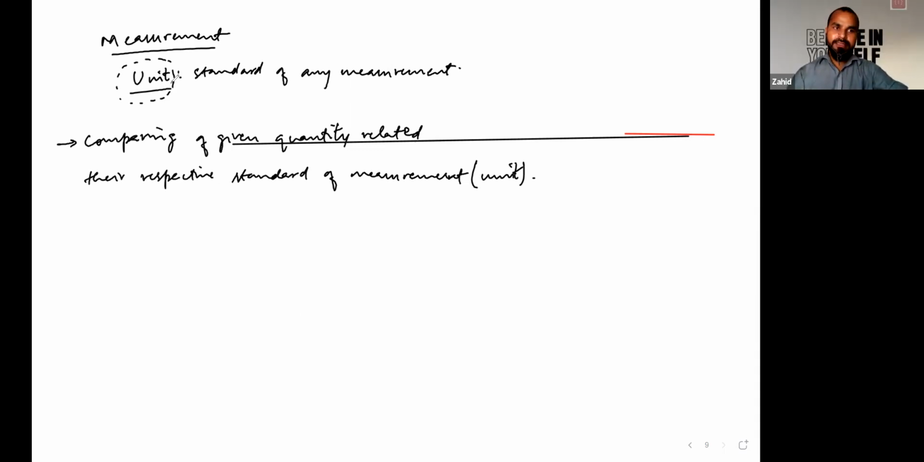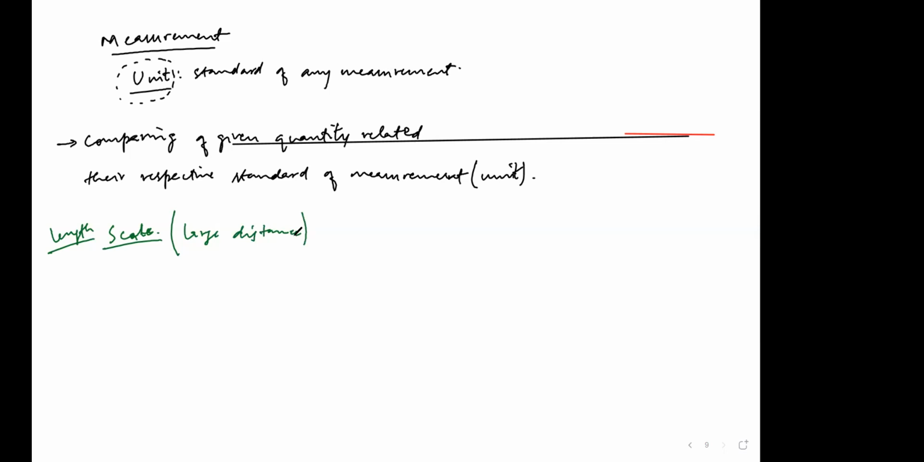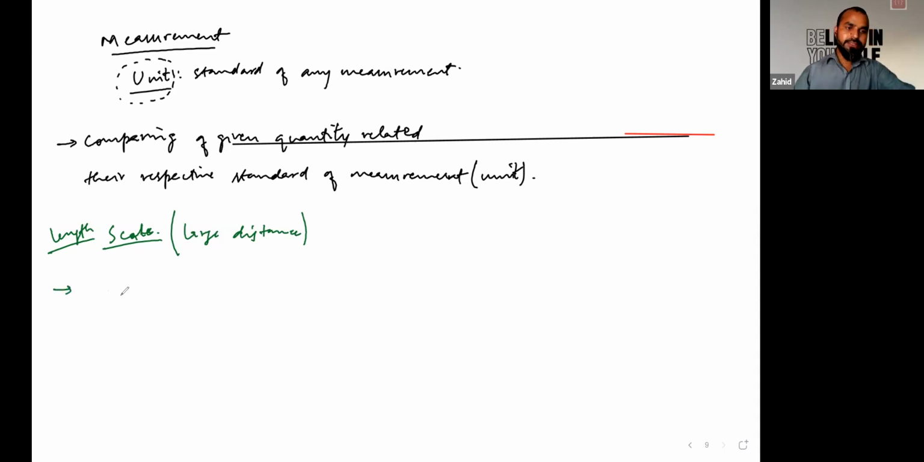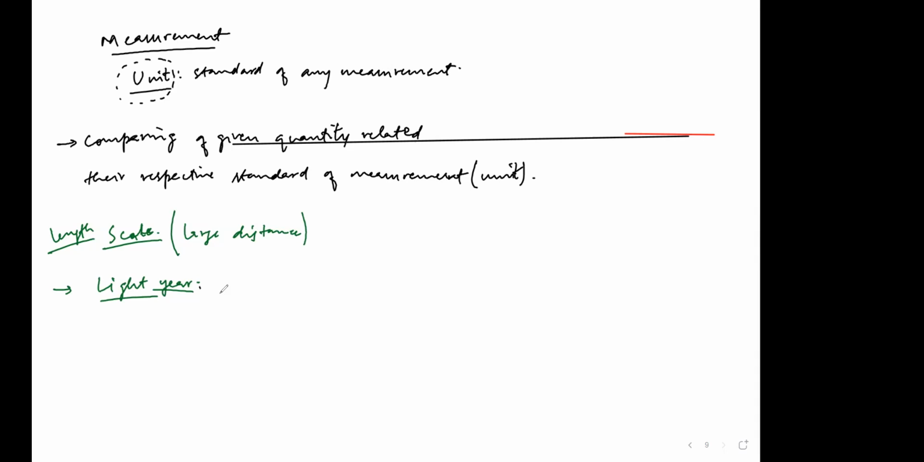So the first part is how we define a unit or scale related to the given measurement. On the basis of the amount or proportionality of that physical quantity, we first define a scale. The scale should be not too small, not too large, just comparable to that quantity. So for the measurement of length, if we have to calculate large distances, we first define a scale for measuring large distance. In this section, the first term would be light year. You might have heard about this in your previous class. Have you ever heard this? Yes, sir. Can you define it?